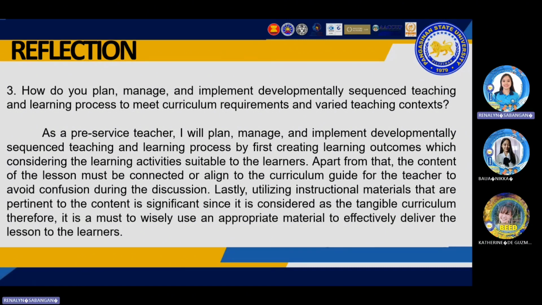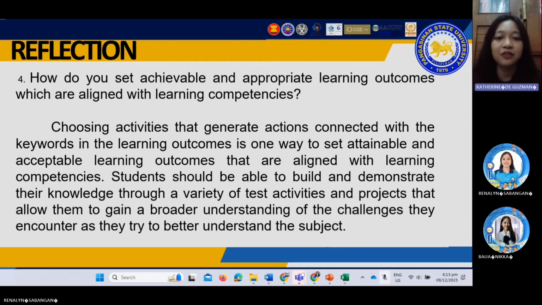And for the last question, how do you set achievable and appropriate learning outcomes which are aligned with learning competencies? Choosing activities that generate actions connected with the keywords in the learning outcomes is one way to set attainable and acceptable learning outcomes that are aligned with learning competencies. Students should be able to build and demonstrate their knowledge through a variety of tests, activities, and projects that allow them to gain a broader understanding of the challenges they encounter as they try to better understand the subject.